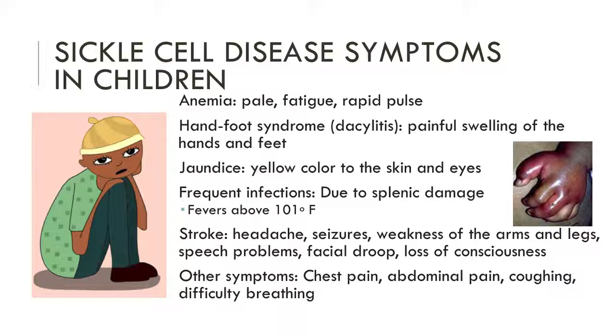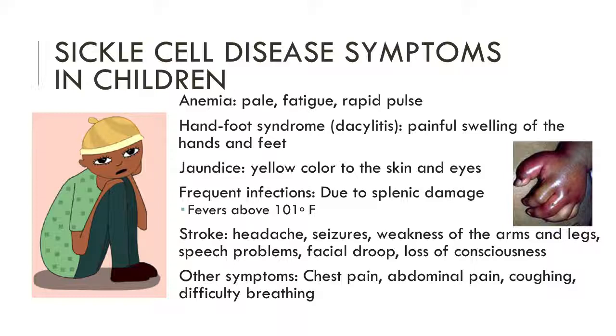This picture over to the right-hand side is an example of the painful swelling of the hands, and it can also cause the feet to swell like that as well. This is caused by the blockage of the vessels in the hands and feet. Since it causes breakdown of the cells, the child may be jaundiced with yellow color to the skin and to the whites of their eyes. They often develop frequent infections due to splenic damage with fevers above 101 degrees.